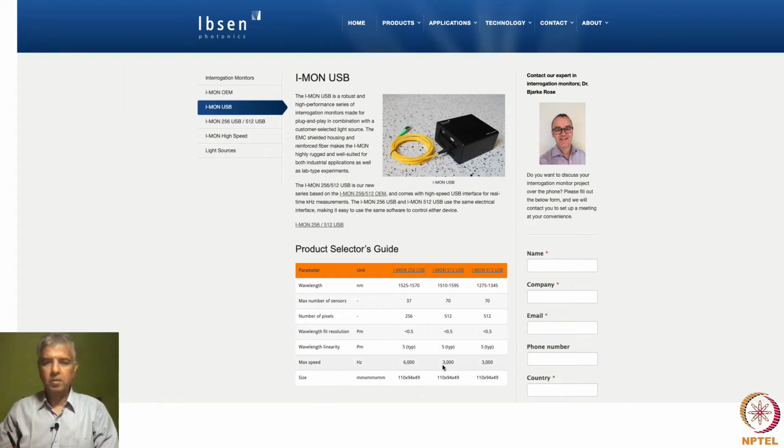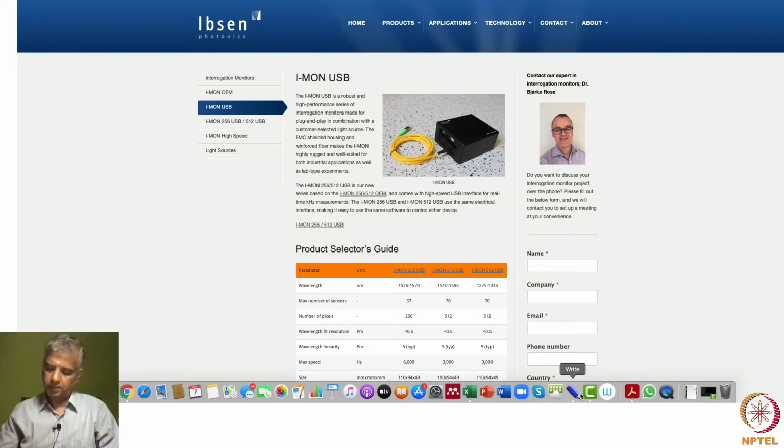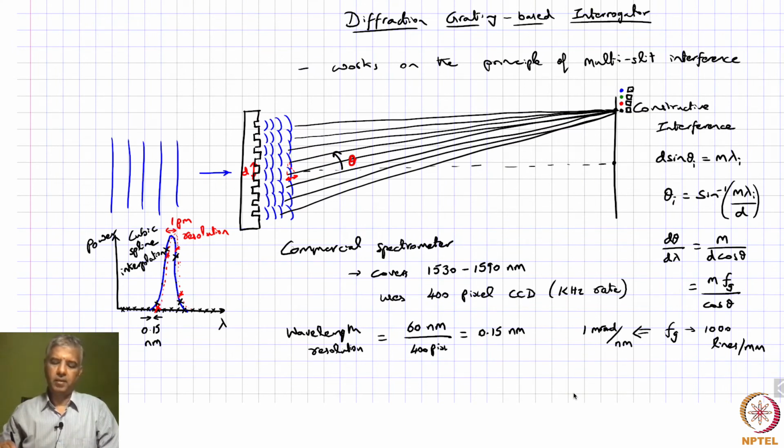And of course the maximum speed, like we talked about, is in the order of kilohertz, because your CCD element has to be scanned in a sequential manner. When you go from 512 to 256, with fewer CCD elements, you have half the number of pixels, so you can go twice as fast. What do we give up typically? You may not have the same optical resolution, and the range you are looking at is smaller. Those are the typical issues with a diffraction grating based interrogator.